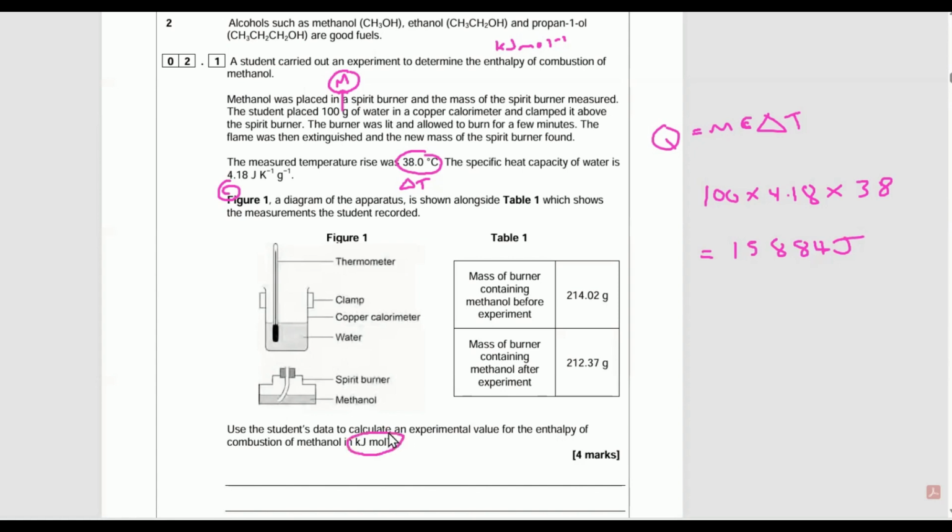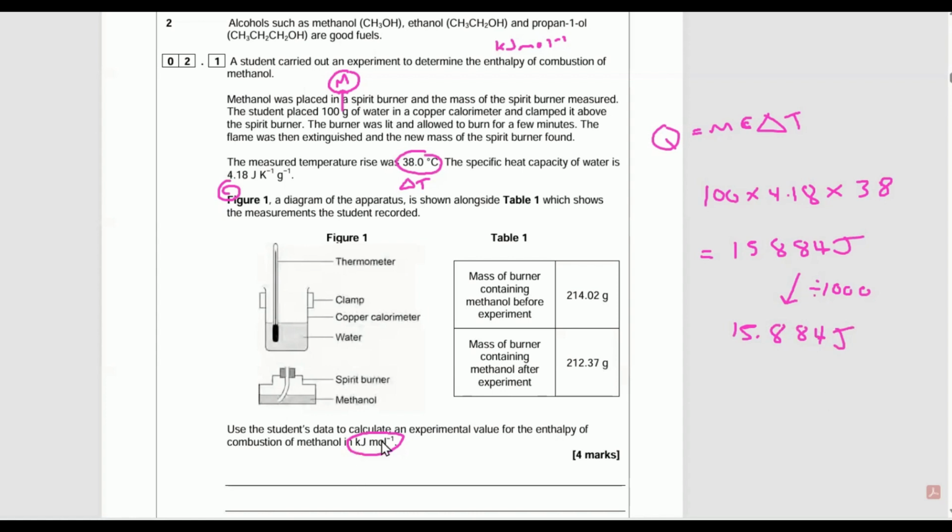Okay, now look at our answer. It's always good to go down to the question and find the units they want. They want it in kilojoule per mole. So what's the first thing we need to do? We're going to change this into kilojoules. How do you change 15,884 into kilojoules? You know the score. You divide by 1,000. And now we are going to get 15.884 kilojoules.